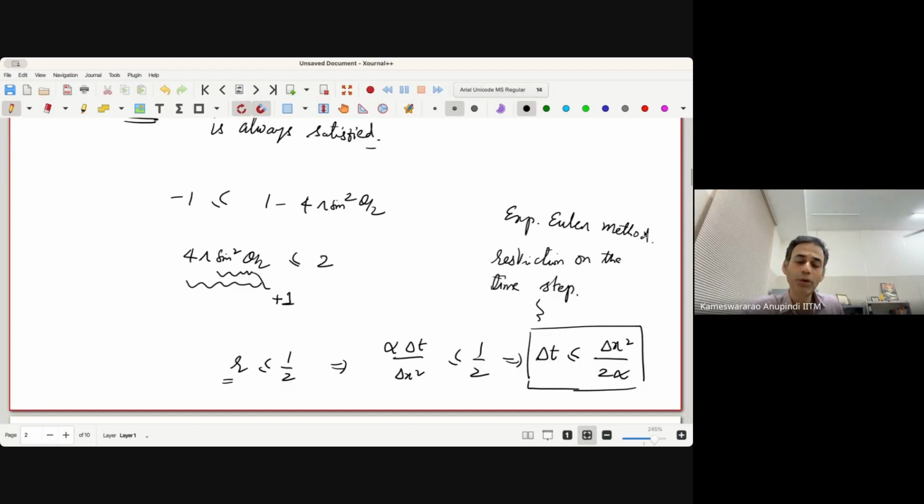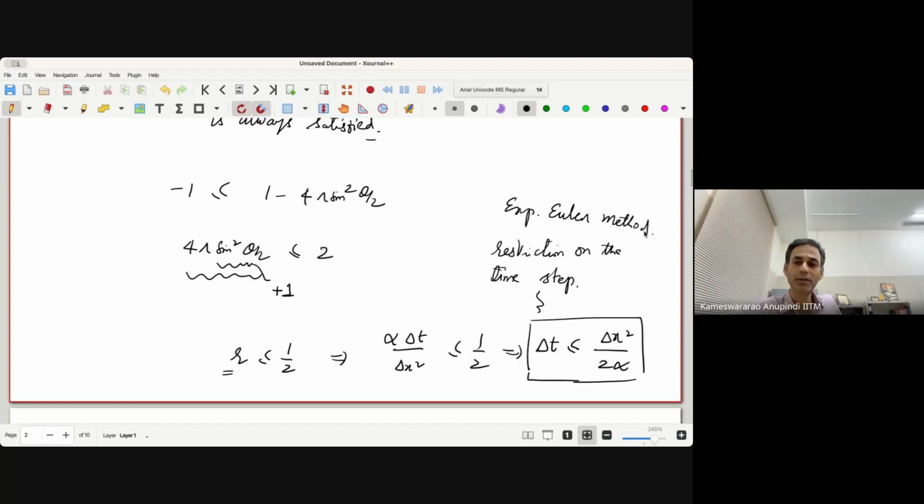That means if you want to solve this one-dimensional transient heat conduction equation with the explicit Euler method, then once you fix your delta x, and once you know the thermal diffusivity, which is fixed for a particular problem depending on the domain and the material you are considering, then delta x square and alpha are already fixed. Then delta x square by 2 alpha is the maximum time step you can take. That means you cannot take any arbitrary time step. It should be less than or equal to this value.